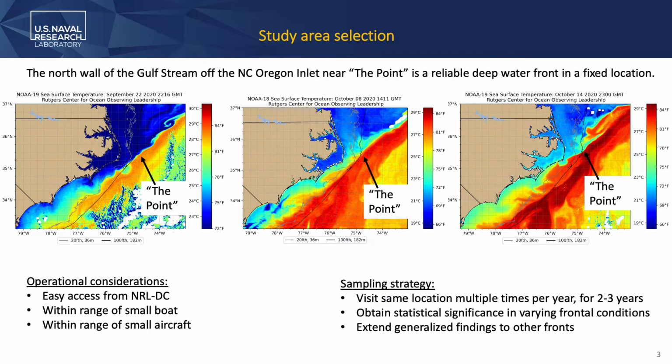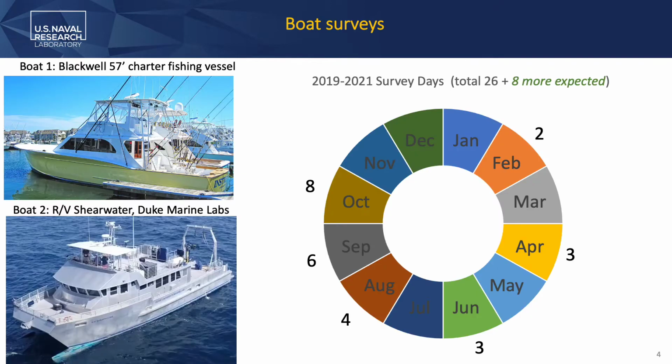And that ability allows us to conduct a different kind of survey. Instead of having a large research vessel and a single long survey, we're able to come to this area for short surveys over and over again throughout the duration of the project, and that way we're able to sample different weather conditions and in different seasons. For the boat surveys, we used either a small fishing vessel or a small research vessel, and we were able to have those platforms out at the point on 26 days so far over the past year and a half, and we're expecting 8 more surveys this year before we are finished with our sampling.